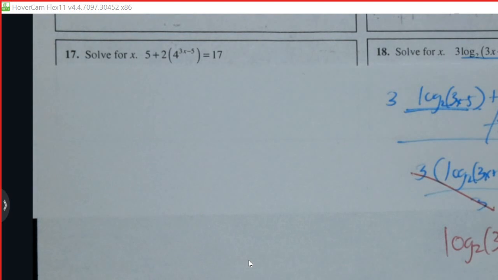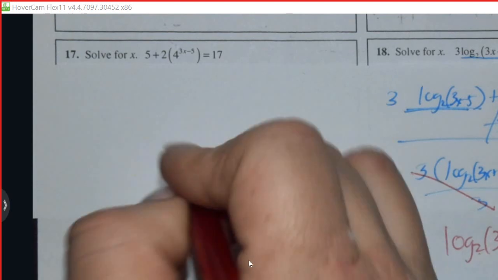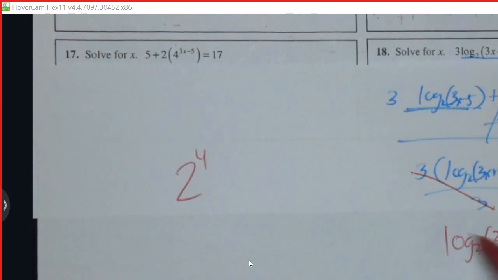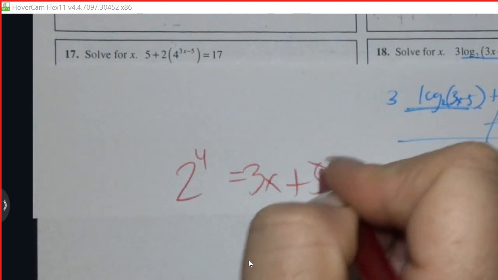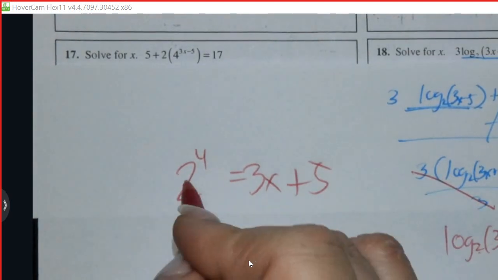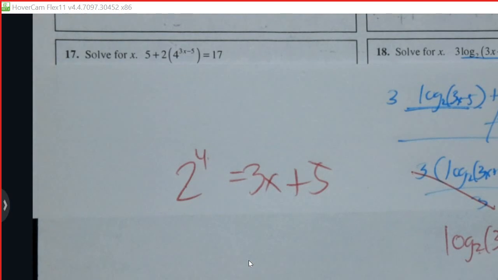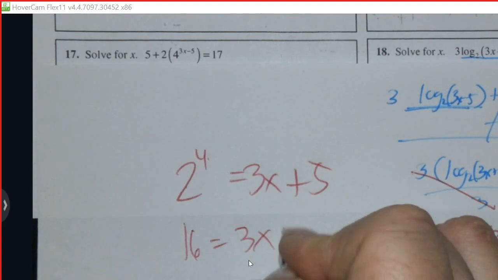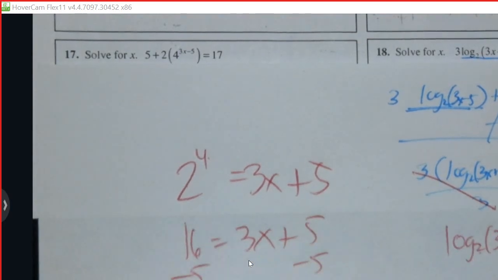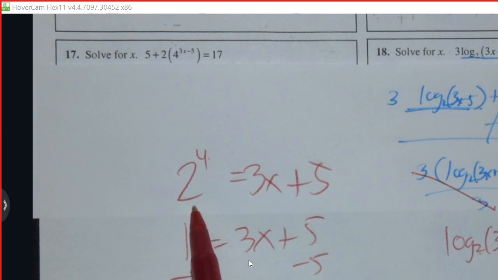Okay, now I'm going to write this in exponential form. So 2 raised to the 4th power equals this quantity, which is 3x plus 5. Okay, 2 to the 4th. That's not 2 times 4. It's 2 times 2 times 2 times 2. That's a total of 16. And now I'm going to subtract 5 from both sides to get 11 equals 3. Let me see what I just did here. 16. Did I write anything down wrong here?